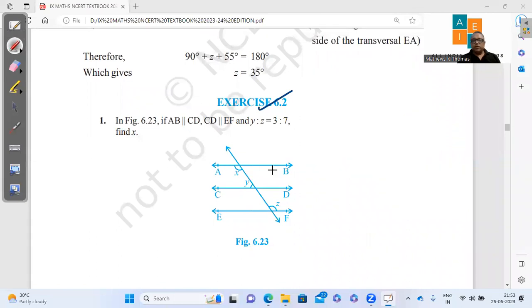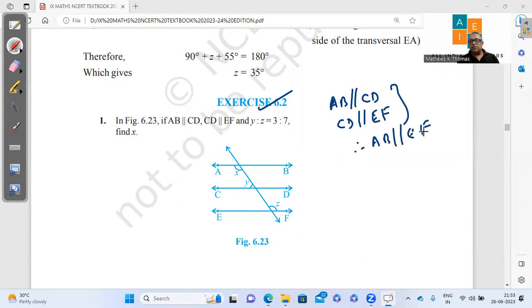6.2, question number 1. AB is parallel to CD and CD is parallel to EF. When two lines are parallel to the same line, they are obviously parallel to each other. This is given to us. So we can also say that AB and EF are parallel. AB is parallel to CD, CD is parallel to EF, so AB and EF are parallel. So all three lines are parallel.